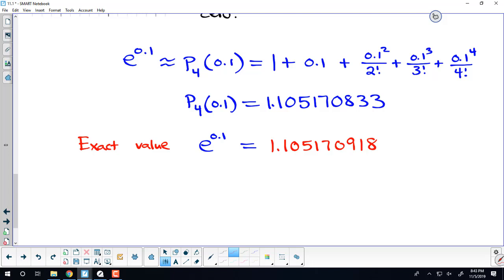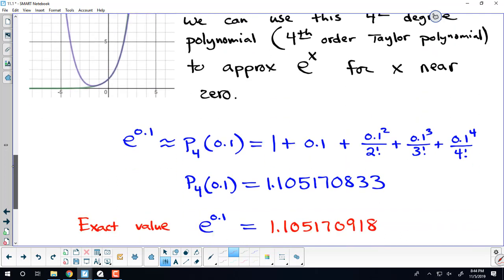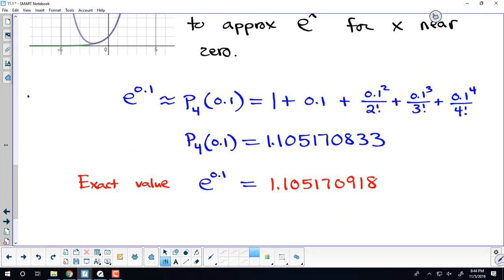How many terms does the calculator use? I'm not sure. It depends on how many levels of accuracy you say, like float 10 or float 9, whatever. We can talk about the remainder in Taylor's theorem too, the error, but it uses some sort of variation of that, I'm sure. So this is approximate, using P sub 4.